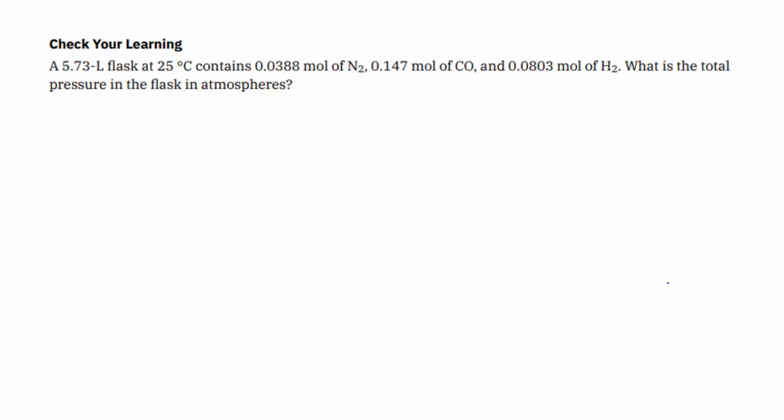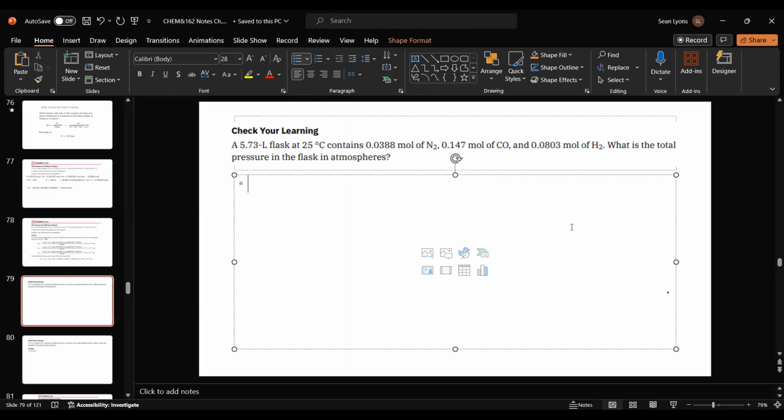All right. So if you want to practice this one as well, you can do the same thing. I'll just go through this one quickly. And again, I'm just going to do it the way I did the previous one. So I'll do 0.0388 plus 0.147 plus 0.0803 gives us 0.2661. That's going to be too many sig figs, so I'll do 0.266 moles total.